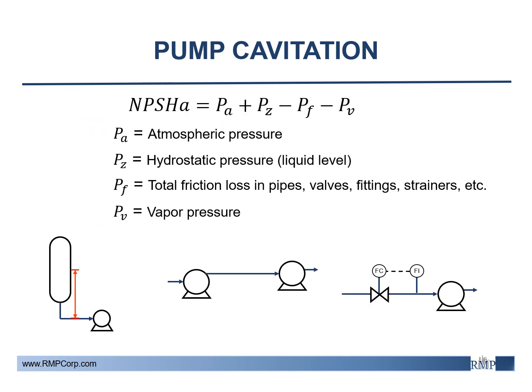To put this into numbers, NPSH-A is equal to the atmospheric pressure plus the hydrostatic pressure based on liquid level, minus the total friction loss in the pipes, valves, fittings, strainers, and other equipment, minus the vapor pressure. In most systems, the first two will give you a close enough estimate to see if you'll have any problems meeting the NPSH-R.